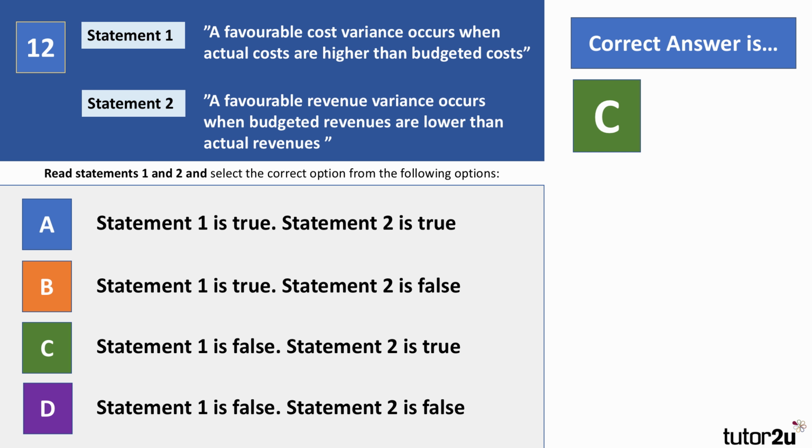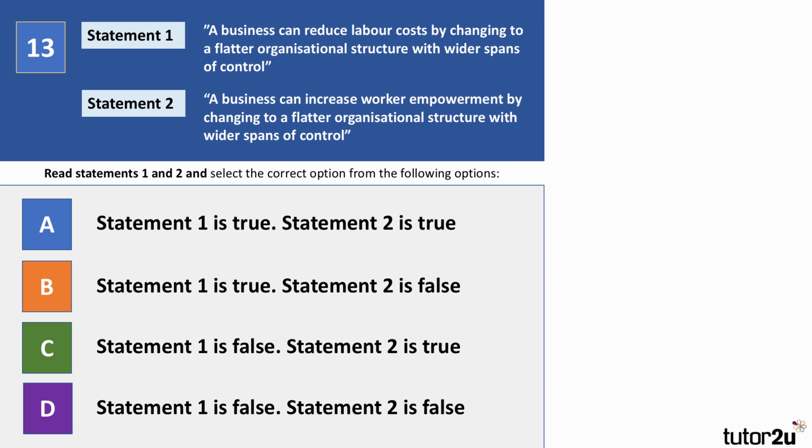Almost there now. 3 questions to finish off with, based around human resource management. Statement 1. A business can reduce labour costs by changing to a flatter organisational structure with wider spans of control. Statement 2. A business can increase worker empowerment by changing to a flatter organisational structure with wider spans of control. Have a think, pause the video, start when you're ready.